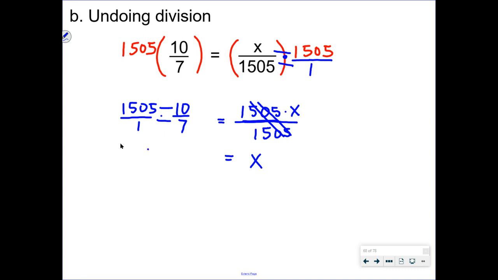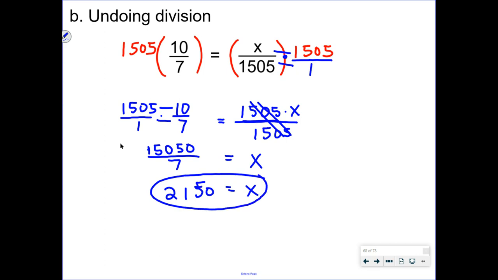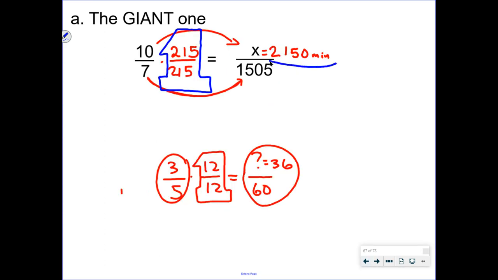So I multiply 1,505 times 10. Do it on your calculator. Do it. And you get 15,050 over 7. And now, will you please divide 15,050 by 7? And guess what you get? It's kind of interesting. You get 2,150 equals x, which is the same thing we got here. Look at that, 2,150. All right?